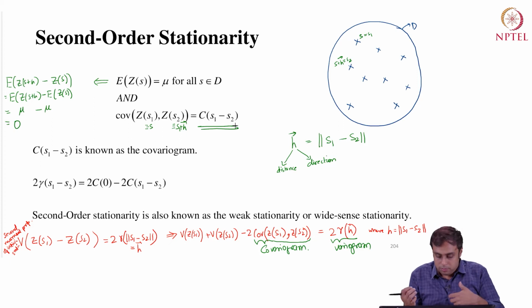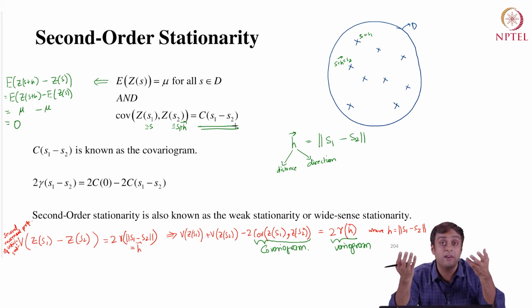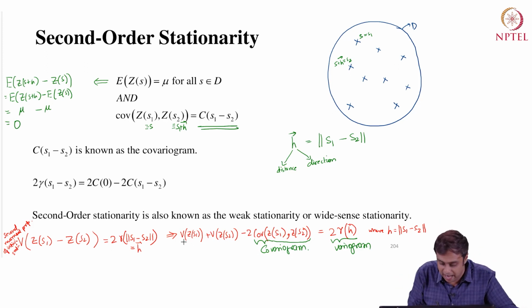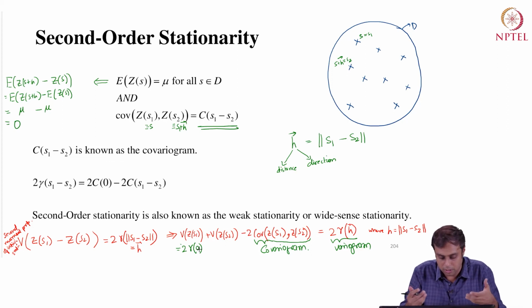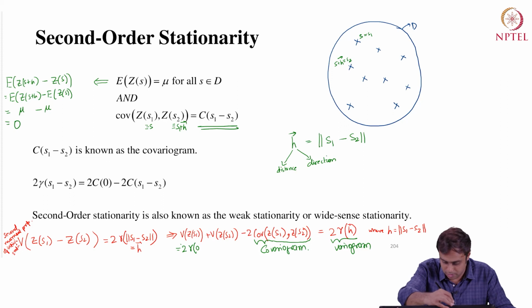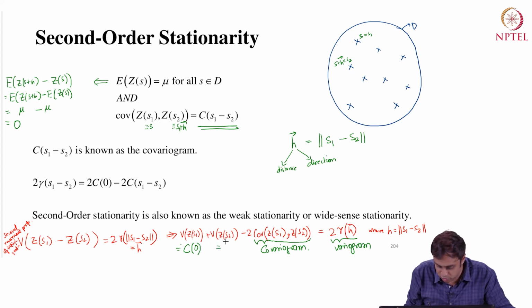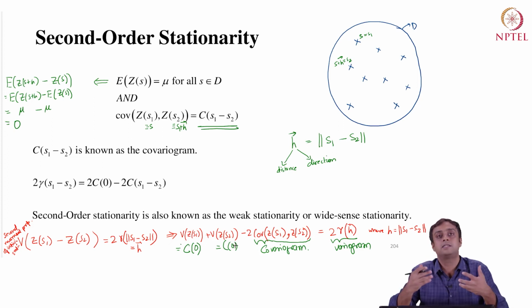Okay. Now, the covariogram and variogram are related, and the way they are related is that now variance of Z(s1) is nothing but, it is covariance with distance 0, because you have the distance between these two is 0, right. This one, variance of Z(s2), is also covariance with distance 0. It is just covariance of Z at s2 with Z at s2, right.